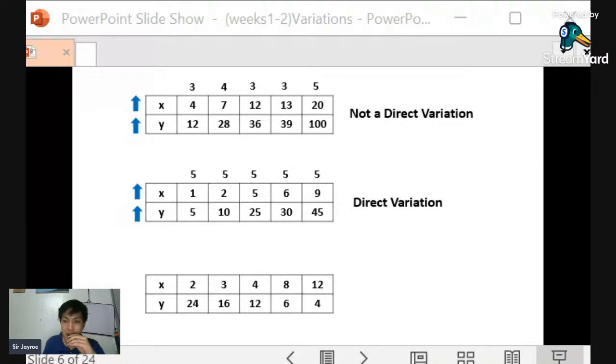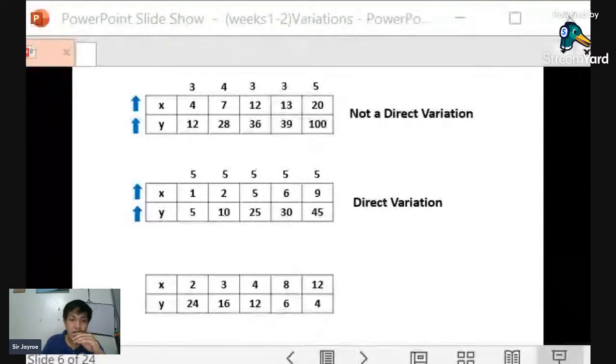Hindi po kasi sila parehong nag-increase. Tama. So in short, magkaiba yung direction, di ba? Di ba kaya nga tinawag na direct? That is the cue. That is the cue. When we say direct, they have the same direction. Okay? So that is the keyword for that.